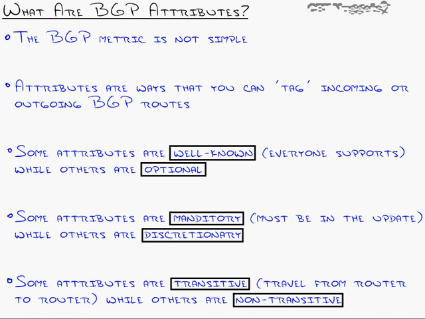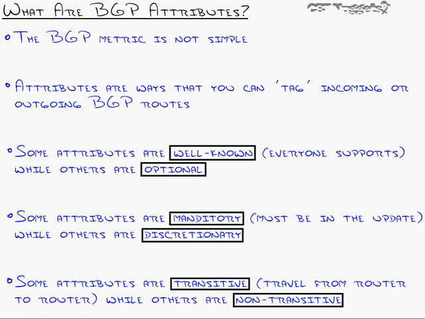Now, likewise, you're going to see some attributes that are mandatory, meaning they must be in the update. Every BGP route has these attributes. And let me give you an example of one of these attributes because I don't want to just leave it this vague, mysterious thing. An attribute is as simple as a next hop address.